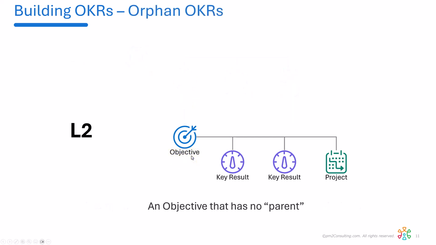And then option number 4 is just an orphan. I've got an objective at level 2, but it doesn't have a parent at level 1. That's, for example, something I need to do within my department that supports overall, but there's no linearity, or I just need to do the stuff. So a common example would be you've got to do things about developing your team. It's just an orphan.